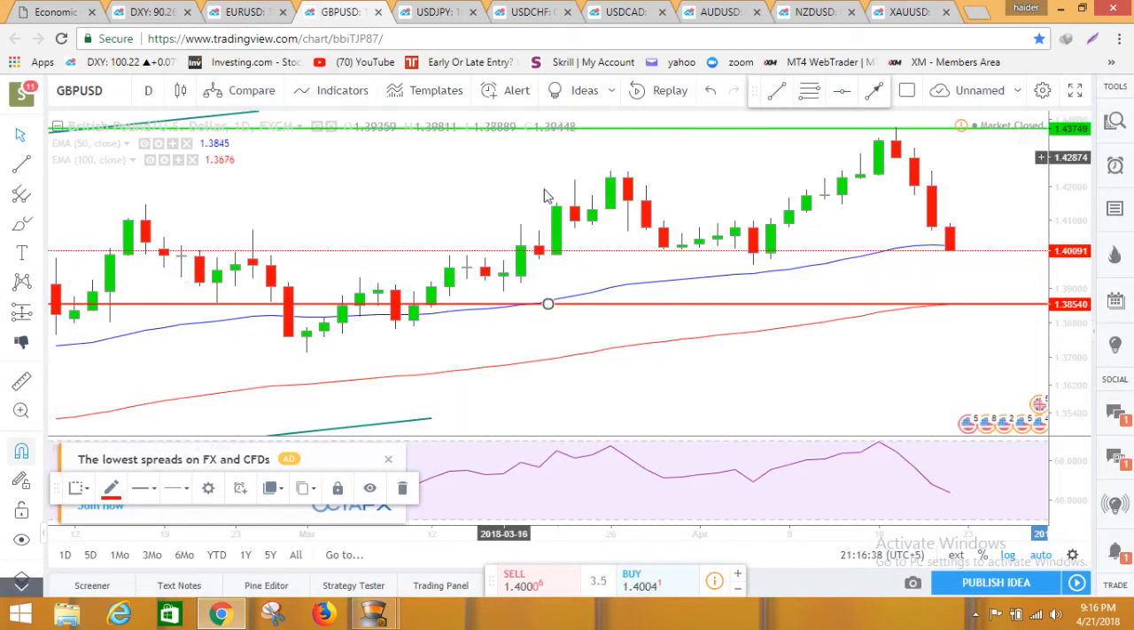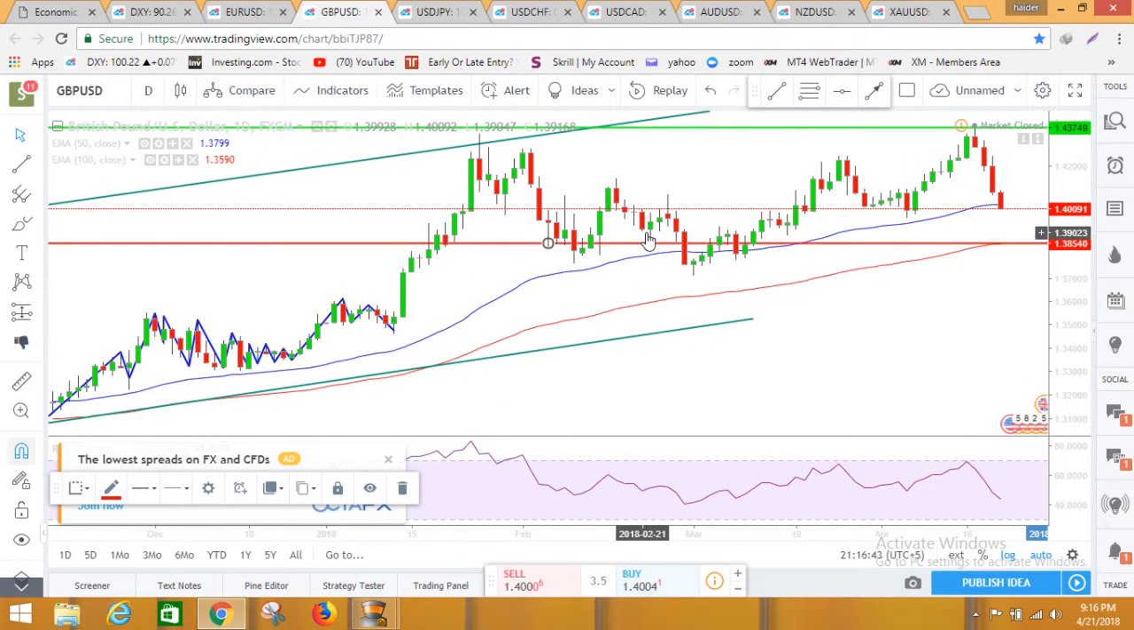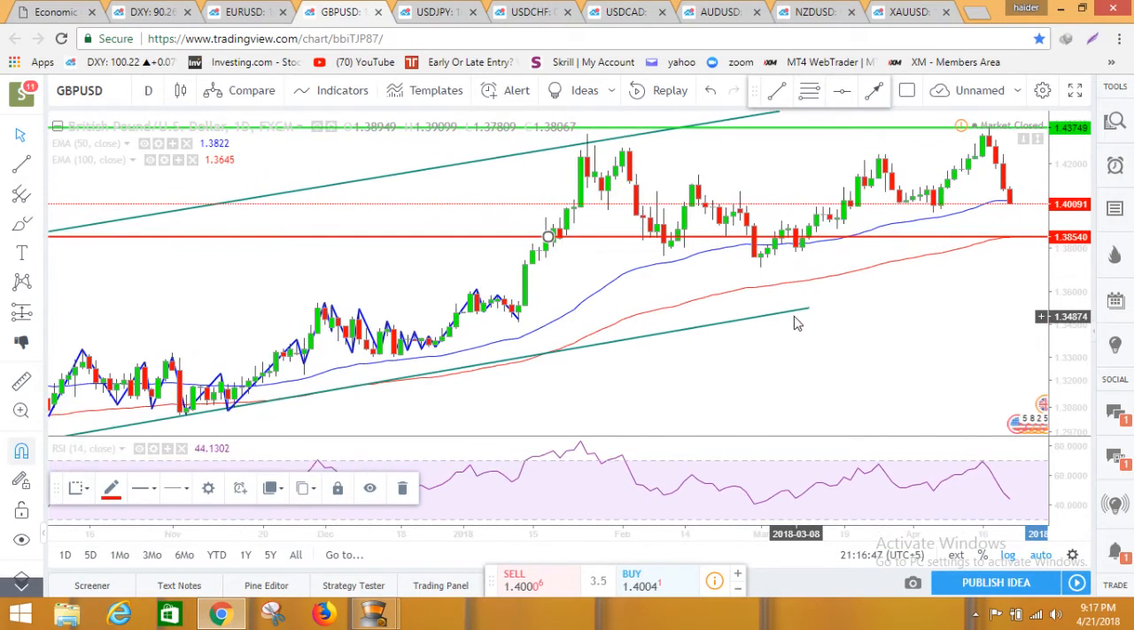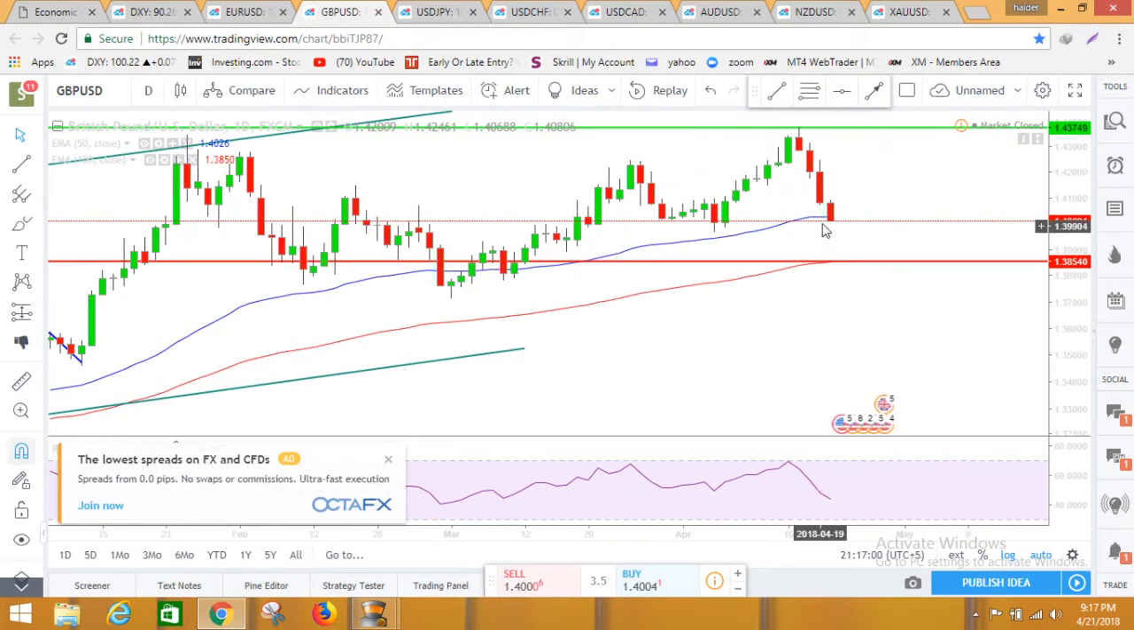Let's move to GBP/USD, and GBP/USD looks a bit weaker than EUR/USD. I was thinking maybe it bounces back from here, the 50 moving average, but it didn't. It closed below this. We might see it go sideways on Monday to Tuesday and then go upside, but the second scenario is that it just keeps coming down.